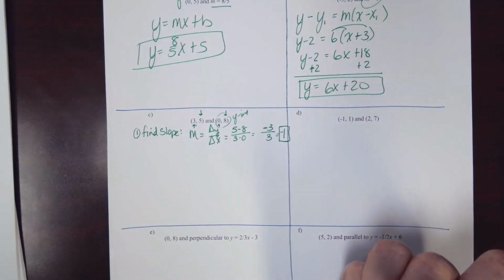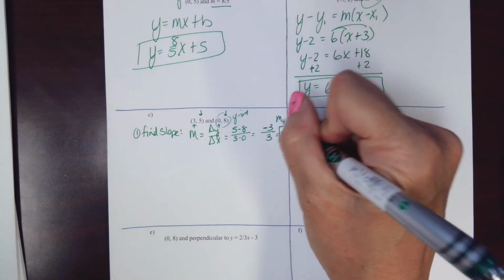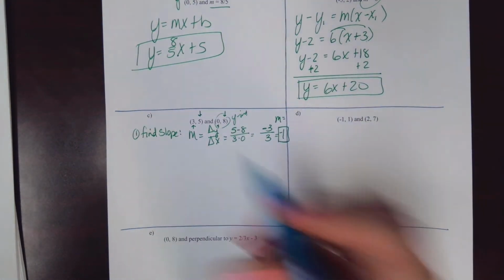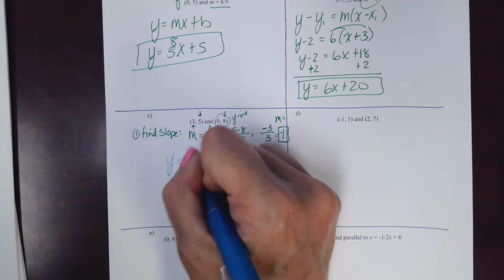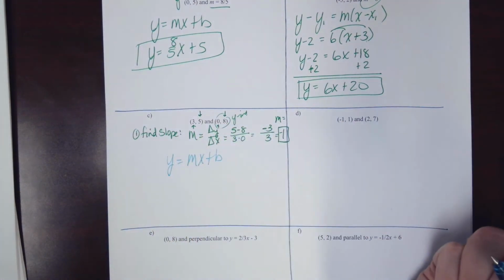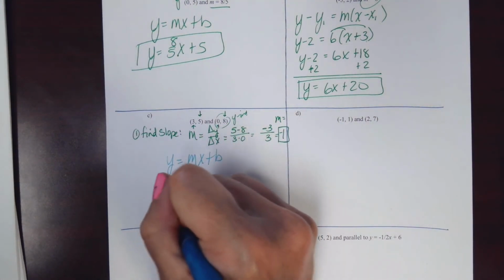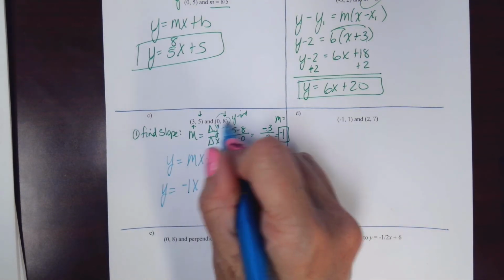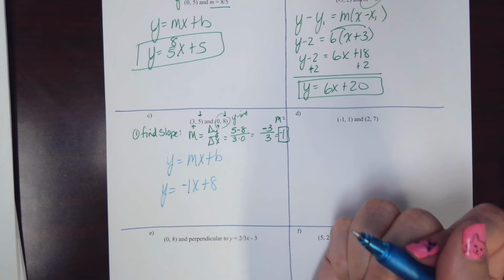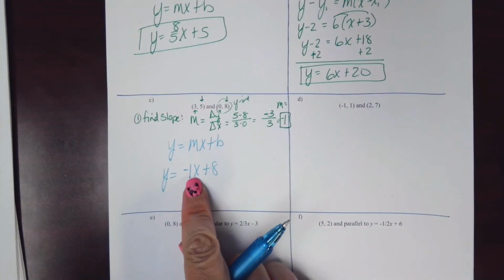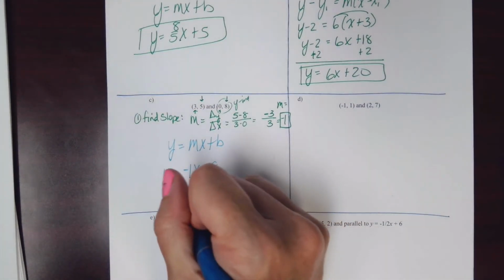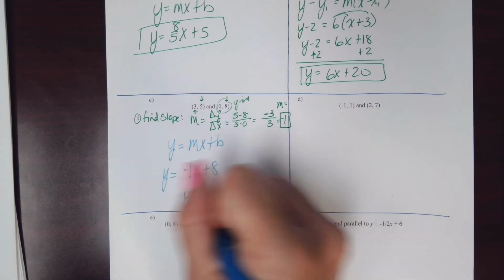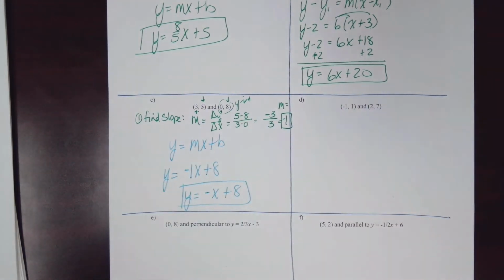There's my slope. Now I know both my slope and my y-intercept, and when I know both of those pieces of information, I can go straight to my slope-intercept form of the equation. So my slope is negative 1, my y-intercept is (0, 8), so plus 8. I don't ever have to have a 1 written as a coefficient, it's understood, so I'm going to go ahead and change that to y equals negative x plus 8.